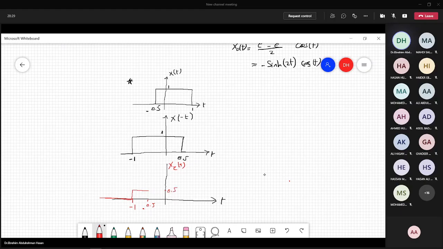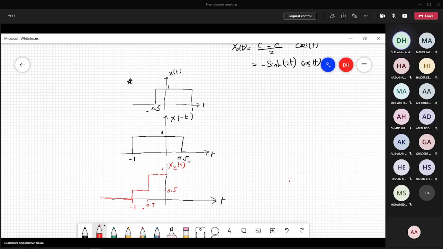Between -0.5 and 0, this is 1 and this is 1, so 1 plus 1 is 2, divided by 2, which is equal to 1. Since this is even, you can repeat whatever you have on the left-hand side on the right-hand side. Or if you want to continue, you will get exactly the same: 1 plus 1 is 2, divided by 2, then you will get 1.